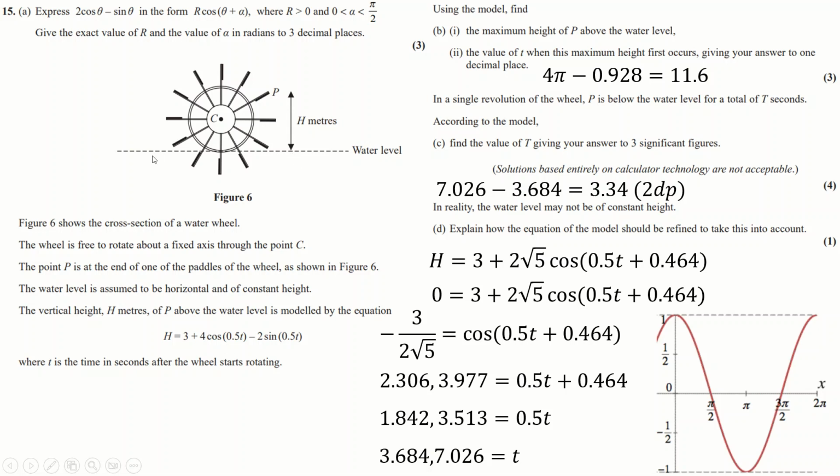In reality, the water level may not be of a constant height, so the water might be going up and down a little bit. Explain how the equation should be refined. Well, look at the equation for h. It's stuck at an initial sort of bit of 3 here.